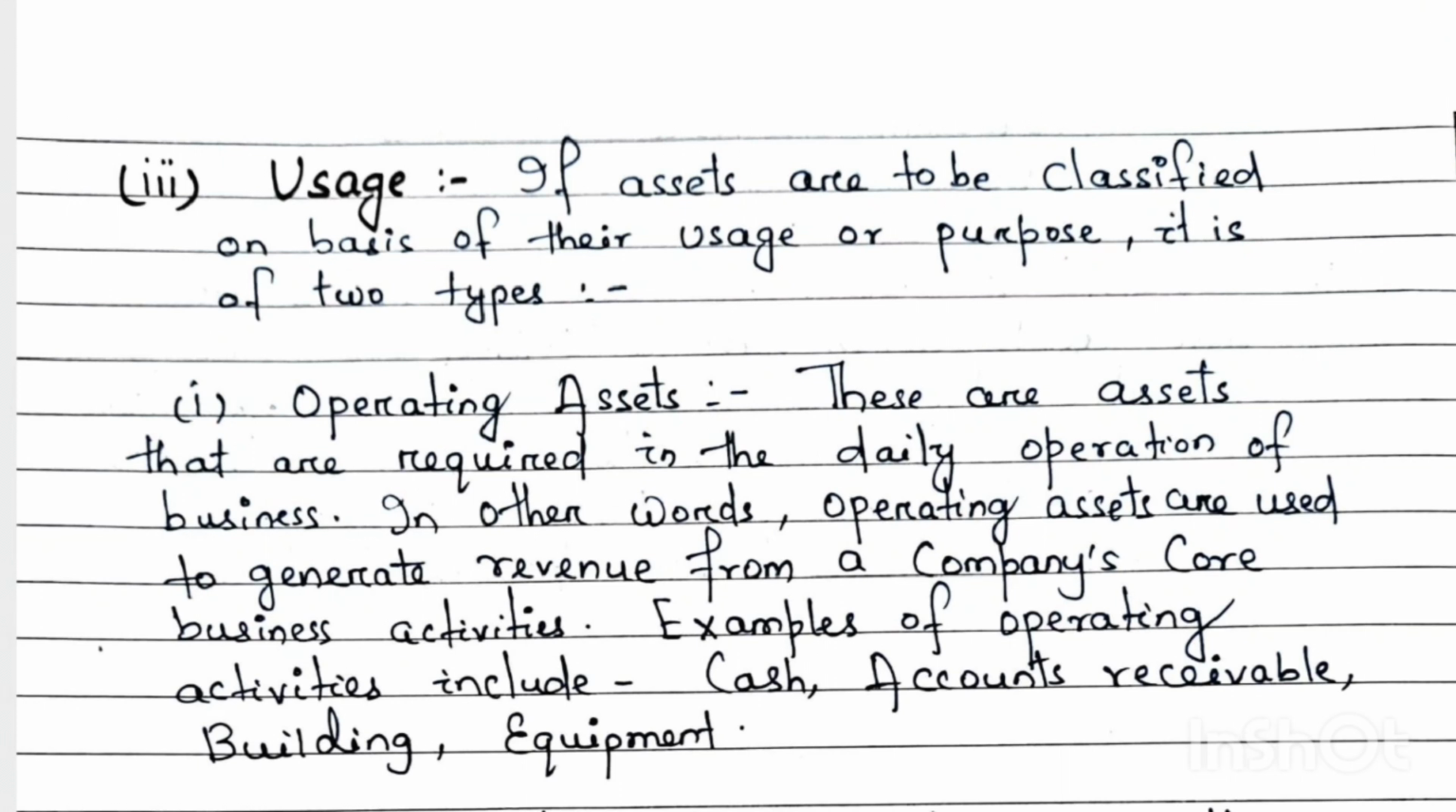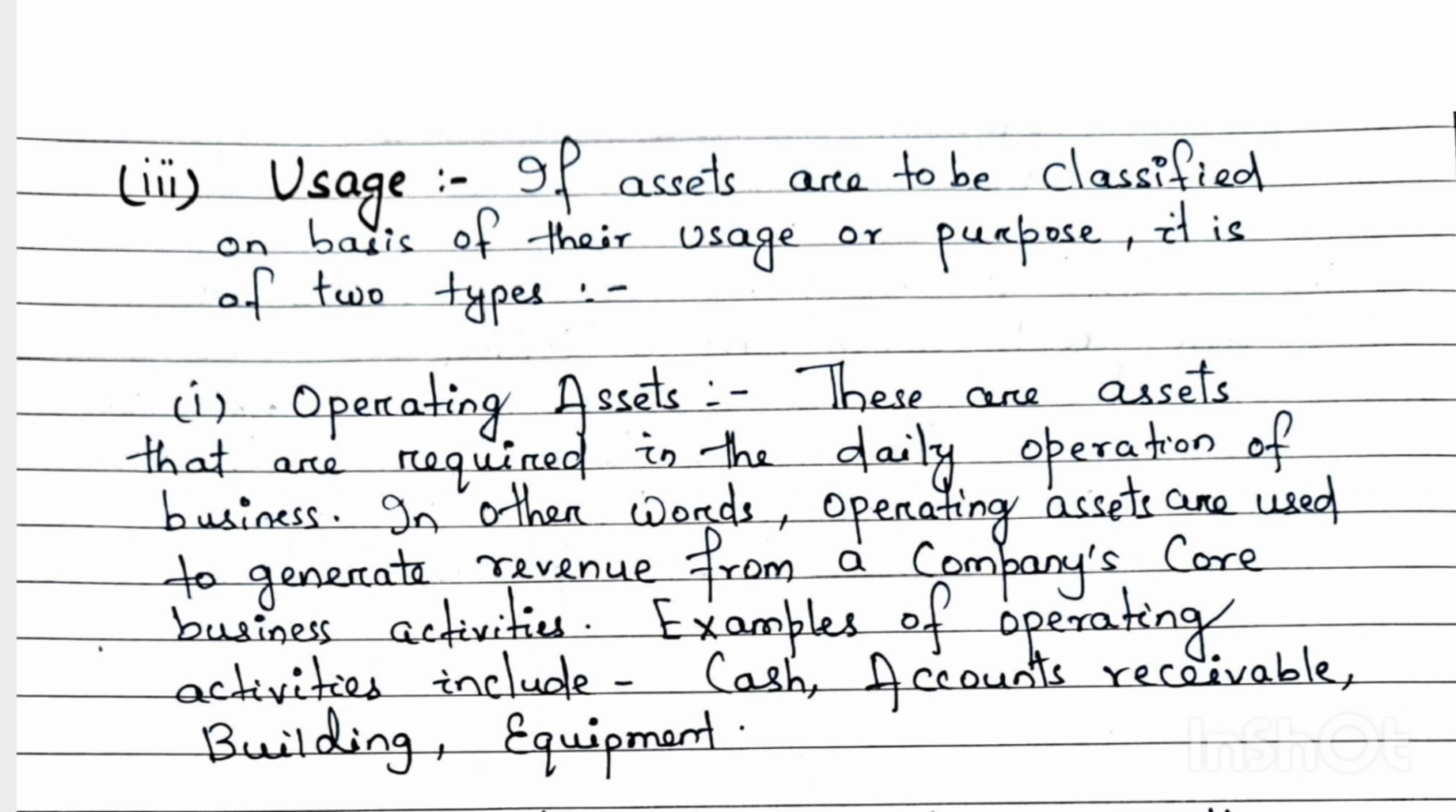If assets are to be classified on the basis of their usage or purpose, it is of two types. First is the operating assets and second is the non-operating assets. Operating assets, from the word we can itself know that the assets which help in the daily operation of the business. Let us see the definition.